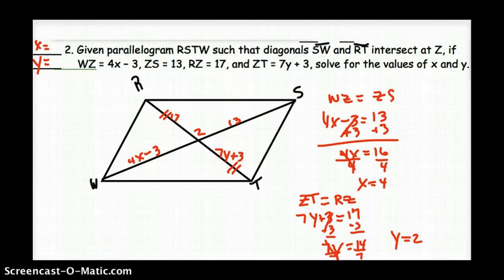Okay, and you should have gotten y equals 2. So if you didn't, just kind of look over here and see where you went wrong. Alright, so we're going to fill our answers in here. We have an x equals 4 and a y equals 2. Okay, ready to go on to the next one.